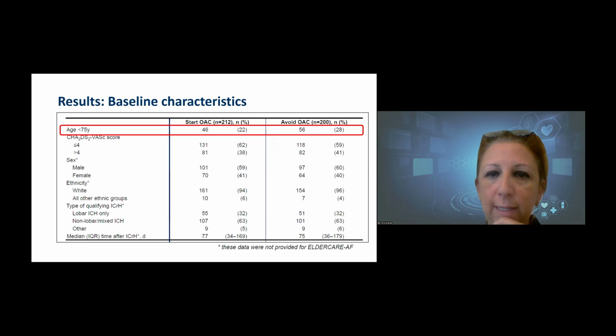And here are the baseline characteristics. The two groups were well balanced. 75% of the included patients were aged 75 years or older. 70% had a CHA2DS2-VASc score of 4 or more, which means that these were patients at especially high thromboembolic risk. 40% were females. 1/3 of the participants had a lobar topography, and the median timing of resumption was 75 days post the index bleeding.